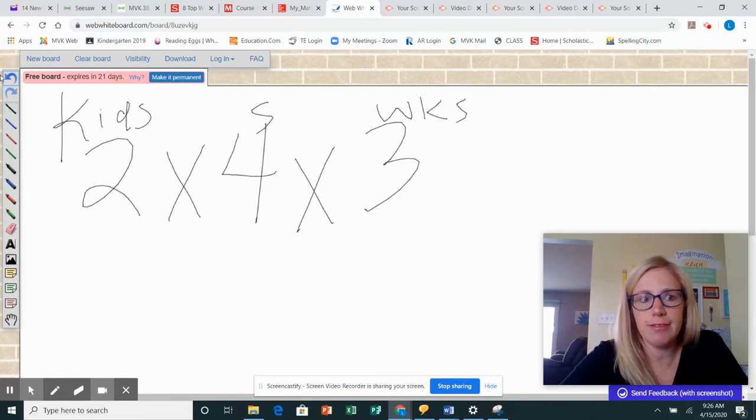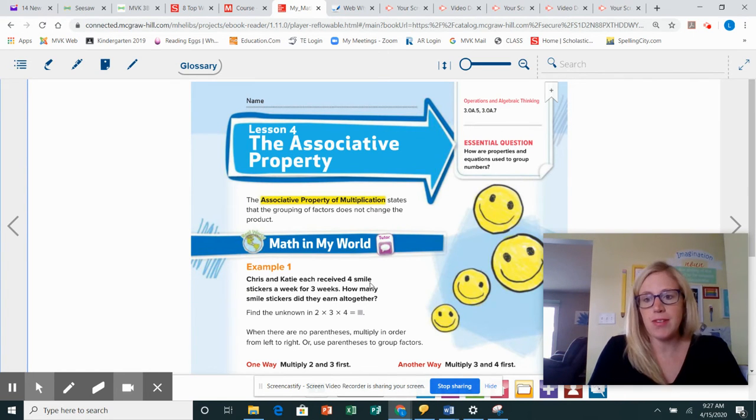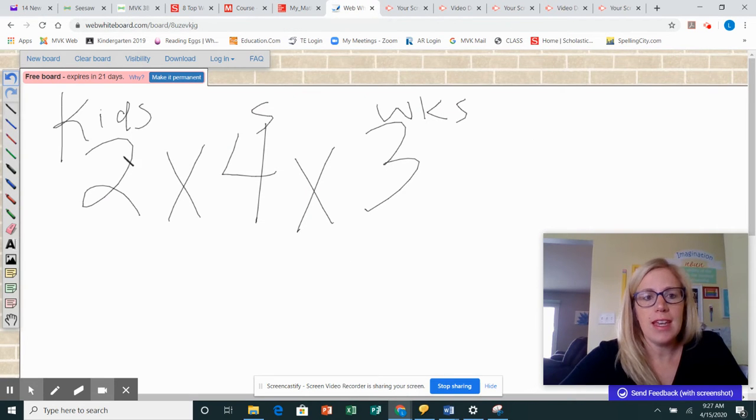I wrote an equation. 2. That was not in the problem. If you see, there was no 2 in this problem. But we have to think, those are the 2 kids. So 2 stands for the kids. Then they each got 4 stickers. And they got that for 3 whole weeks.